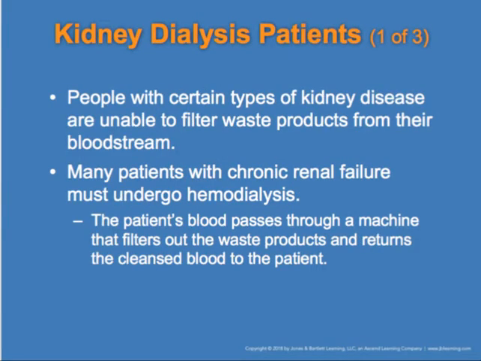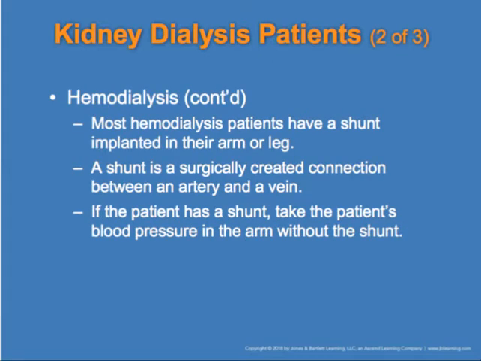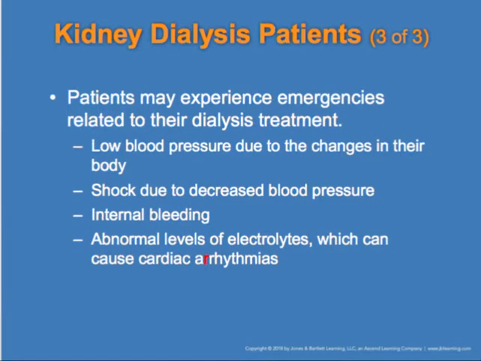Kidney dialysis: some patients have kidney disease and are unable to filter waste products in their bloodstream. Many patients with chronic renal failure must have dialysis treatments, right? Those dialysis treatments are where basically we have a machine that cleans the dirty waste products out of the actual blood itself. Most hemodialysis patients have a shunt implanted in their arm or their leg. It's just a surgically created connection between the artery and the vein itself. If they've got a shunt, you just got to be mindful as to which arm you take that blood pressure in. You do not want to take the blood pressure in the arm with the shunt.